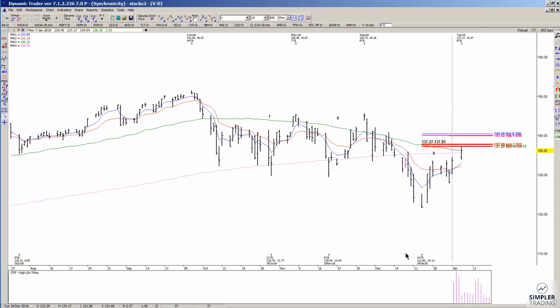Oh, it doesn't want to move for me right now, so I forgot about it. But I did run the histogram, and again, off of this low, it's giving me the 6th, 7th, plus or minus a day as far as timing for a possible high.